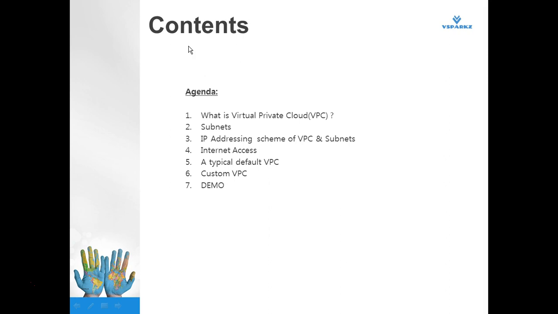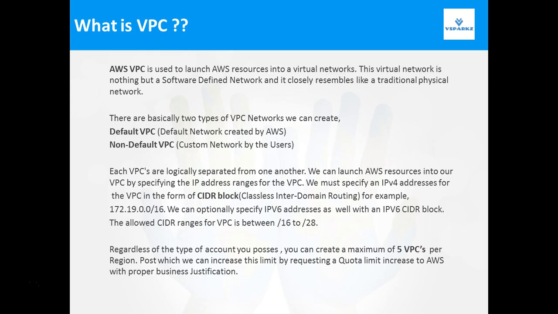These are the contents that we are going to see in this video. What is VPC? AWS VPC is a service using which you can create virtual networks in the cloud. These virtual networks closely resemble your physical network.